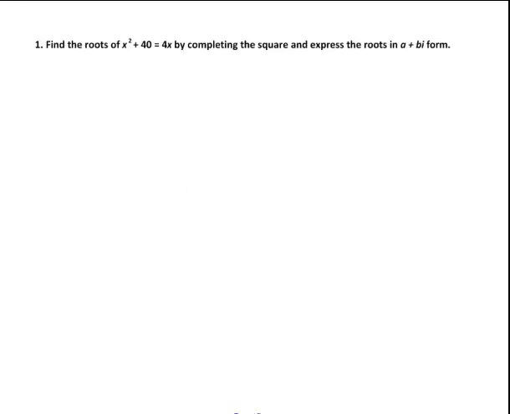Find the roots by completing the square. So once again, here we go. Completing the square. We have x squared minus 4x plus 40 equals 0. I had to get this in the ax squared plus bx plus c form.